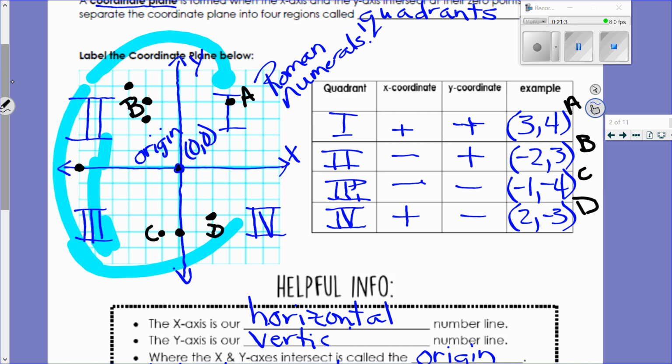Next one, 0, 5. 0, don't go left or right. 5: 1, 2, 3, 4, 5. Was indeed on the y-axis. 5, 6. Again, start at origin. 5 over, 6 up: 1, 2, 3, 4, 5, 6. Quadrant 1. Good job, guys. You got them all right.